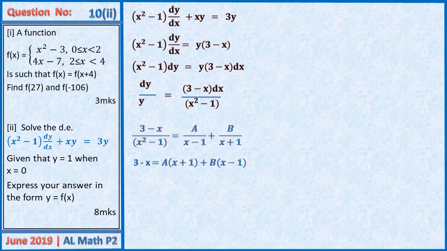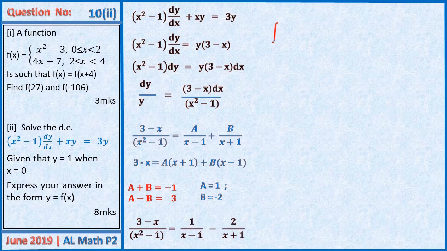And equating coefficients, we have a plus b equals minus 1 and a minus b equals 3, like we explained before in the other question. So when we solve, we have a equal to 1 and b equal to minus 2. So my (3 minus x) on (x squared minus 1) can now be written as that. So the integral of dy on y should be equal to the integral of what I have now from partial fractions: 1 on (x minus 1) dx minus 2 on (x plus 1) dx.